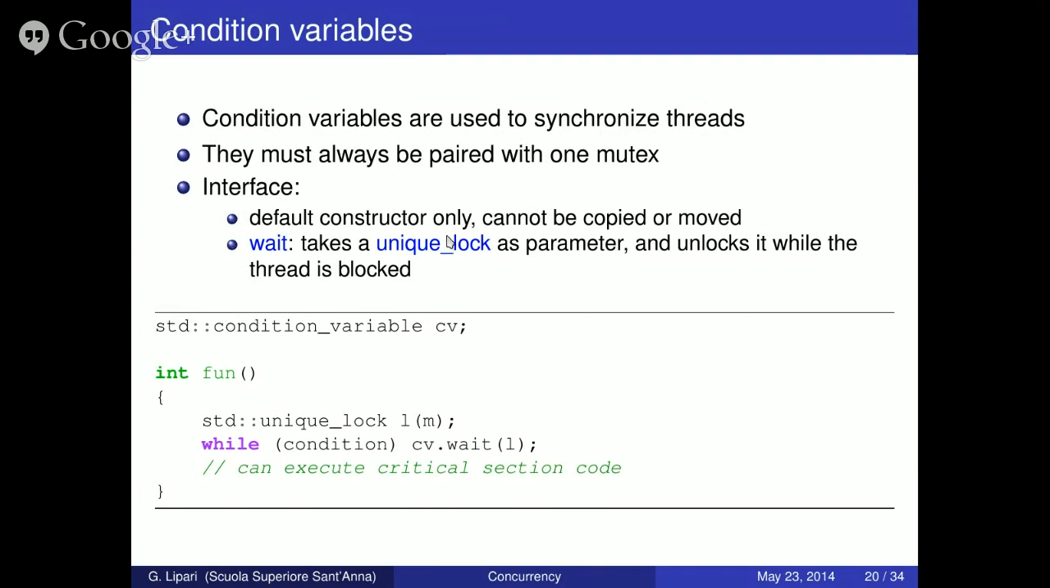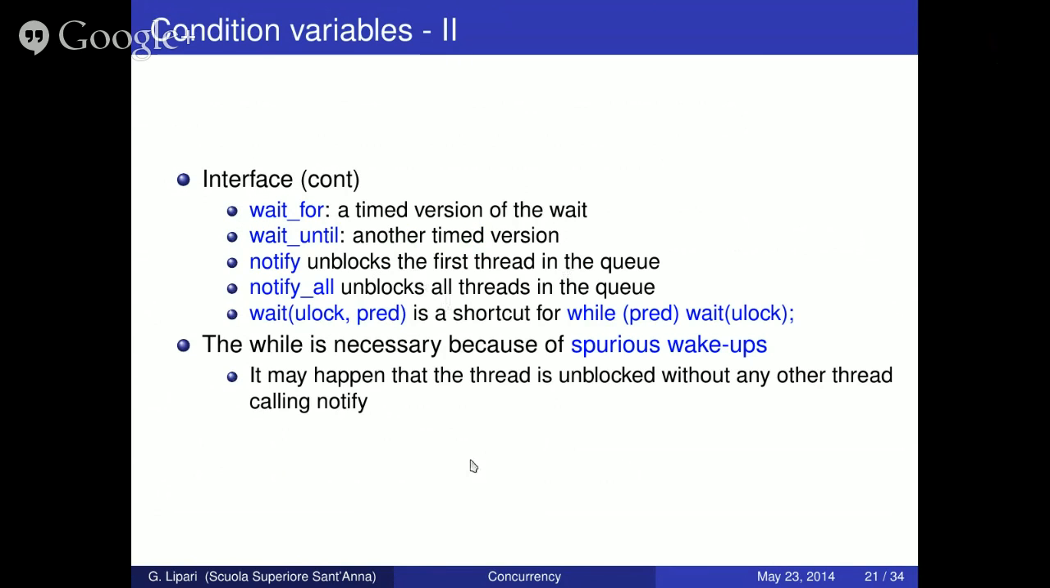As I said, you can only construct condition variables, you cannot copy or move them. And you can wait for some time or until a certain point in time, so very similar to the lock. You can notify threads that are blocked in the queue, or you can notify all threads that are now in the queue. And you have also a shortcut for the while, which is while ulock pred, and actually this should be a not. So while not pred, wait ulock.